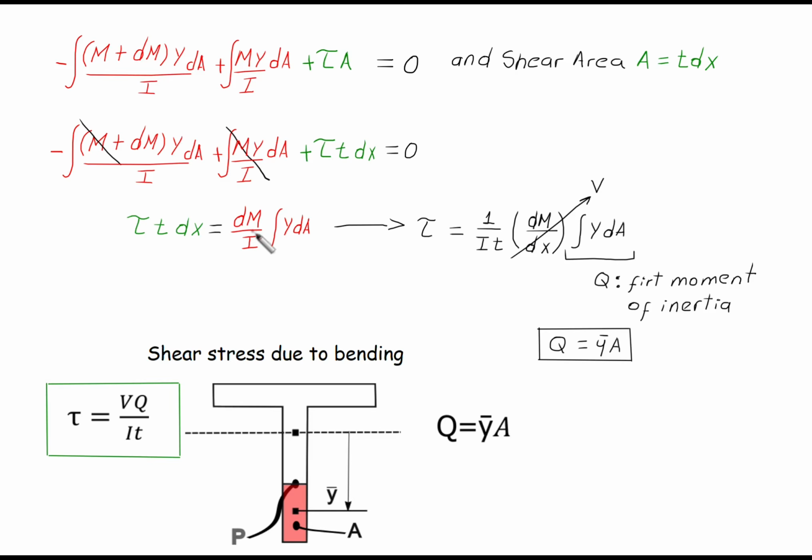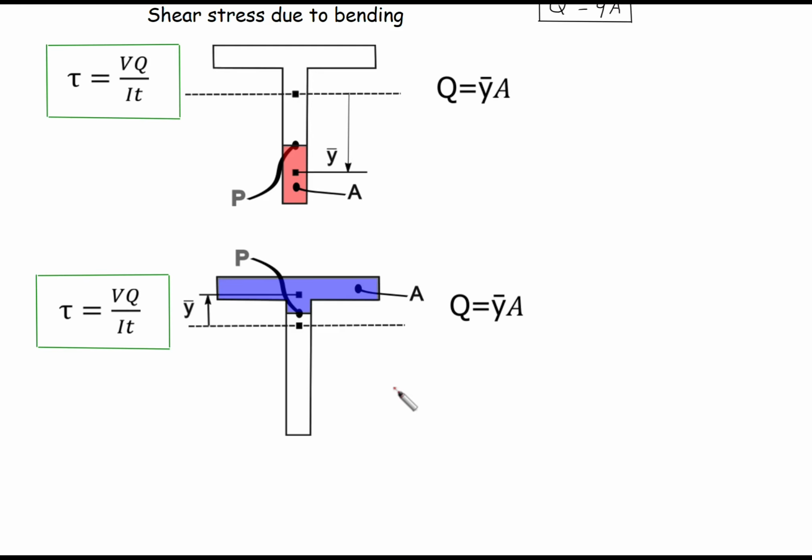What remains is dM, the bending moment, over dx, which is the shear force, and the integral of y times dA we're going to call Q. This is not the moment of inertia, since the moment of inertia requires the y squared, but it's quite similar, so we're going to call it Q, or first moment of area. That is y bar times A. Let's resume.